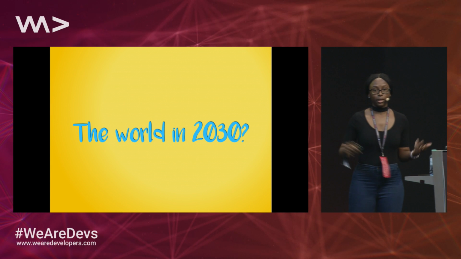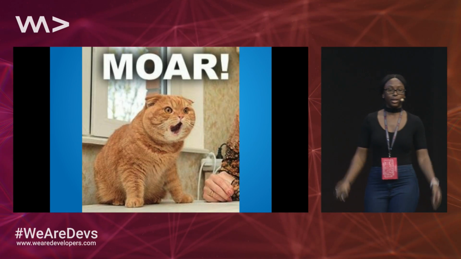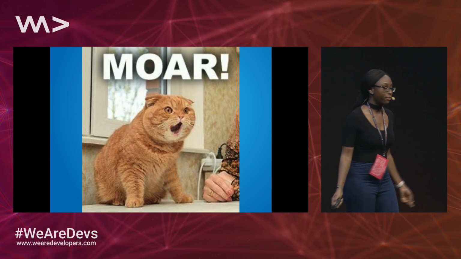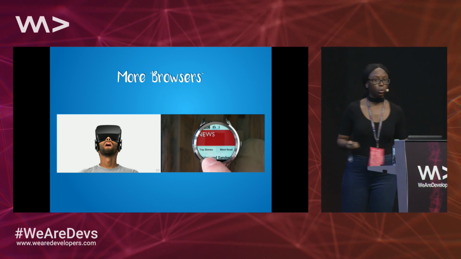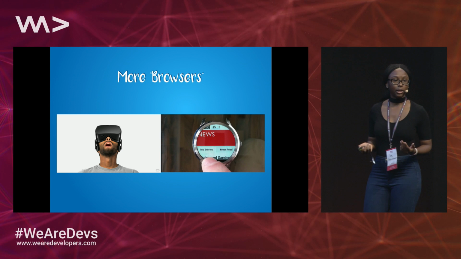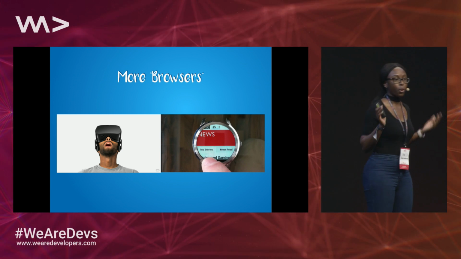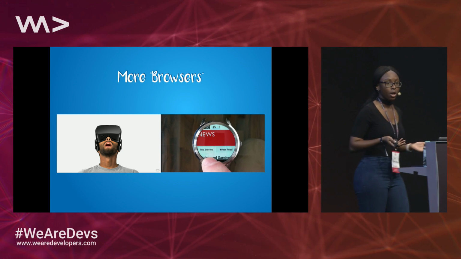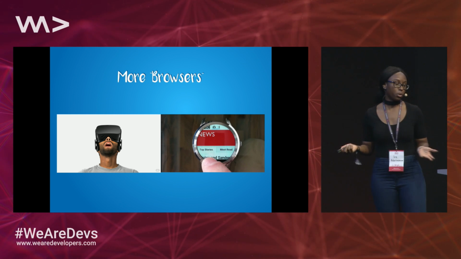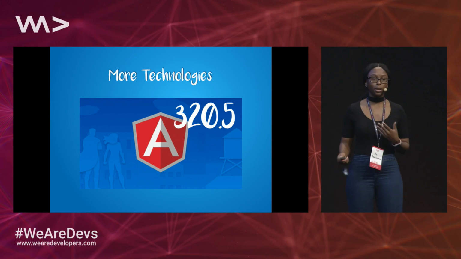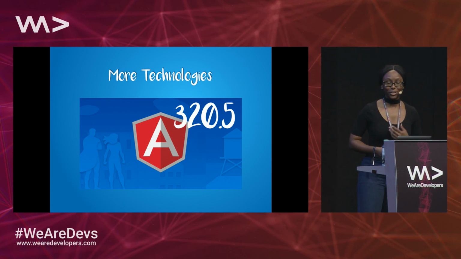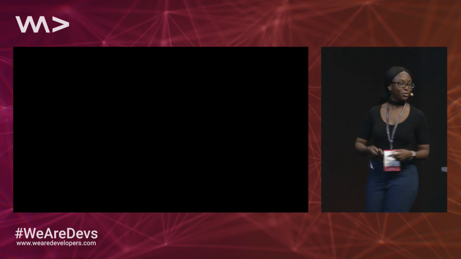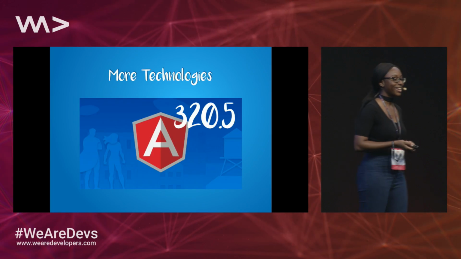So what about the world in a few years? As you can imagine, it's going to be even more of everything. We're going to have so many more browsers, and we're not even going to know what type of browser it is going to be. Like, are people going to be viewing your website through VR goggles or through their smartwatch? And we're going to have so many more technologies. And every time I give this talk, I just increase the number. So now we're on like 320.